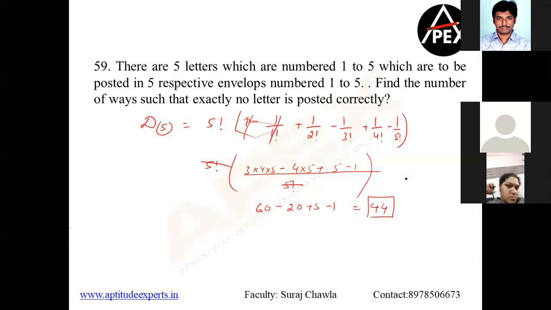44, right? This is 4 into 5. This is 5. Yeah, 44 ways.